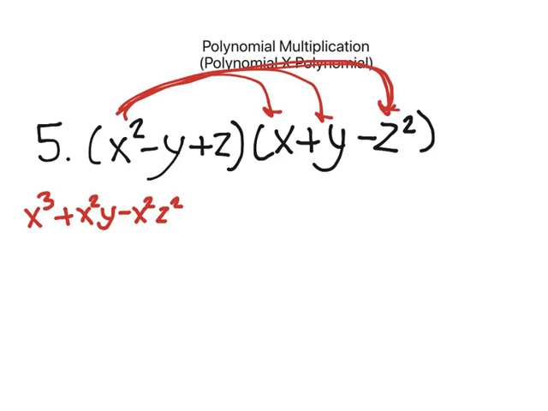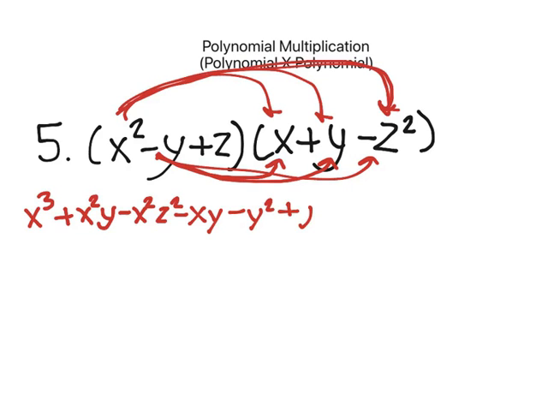All right, let's distribute the negative y. Negative y times x is negative xy. We usually write them in alphabetical order. Negative y times positive y is negative y squared. And then negative y times negative z squared is positive y z squared.